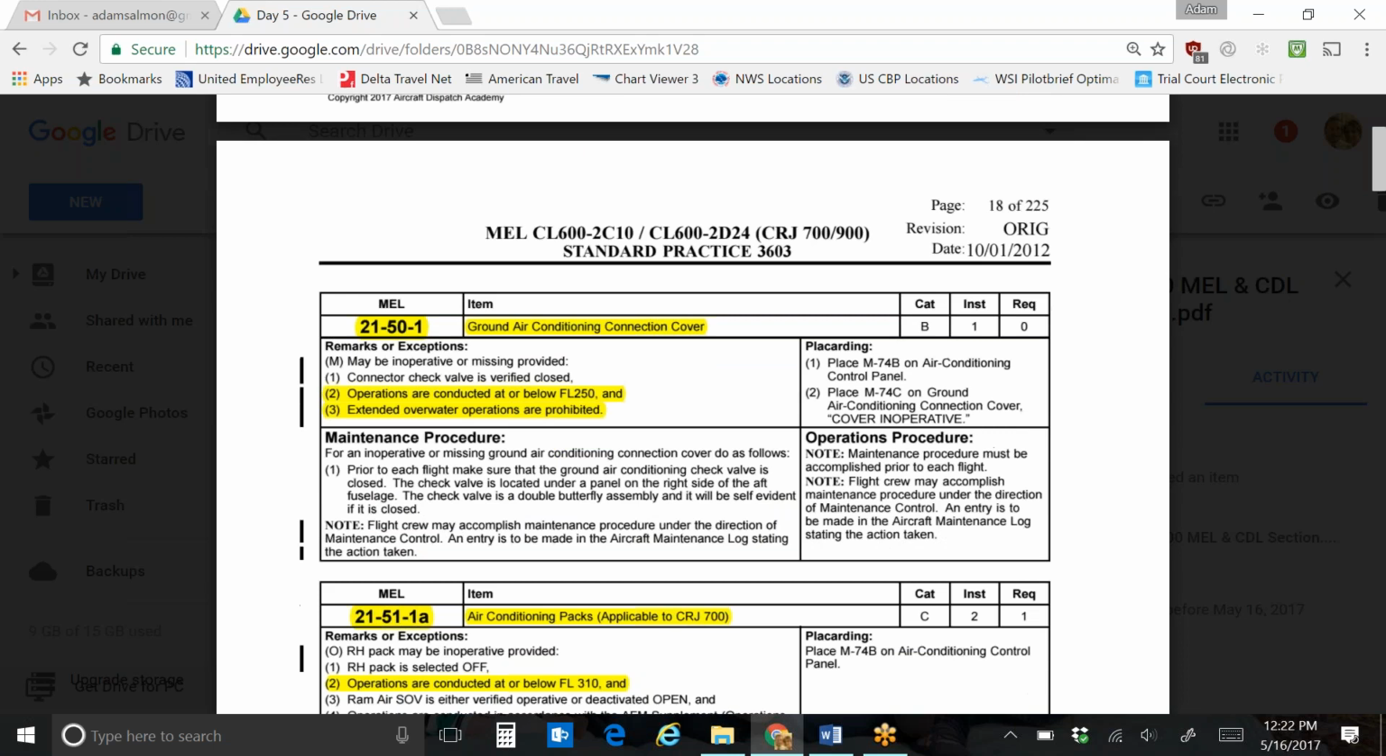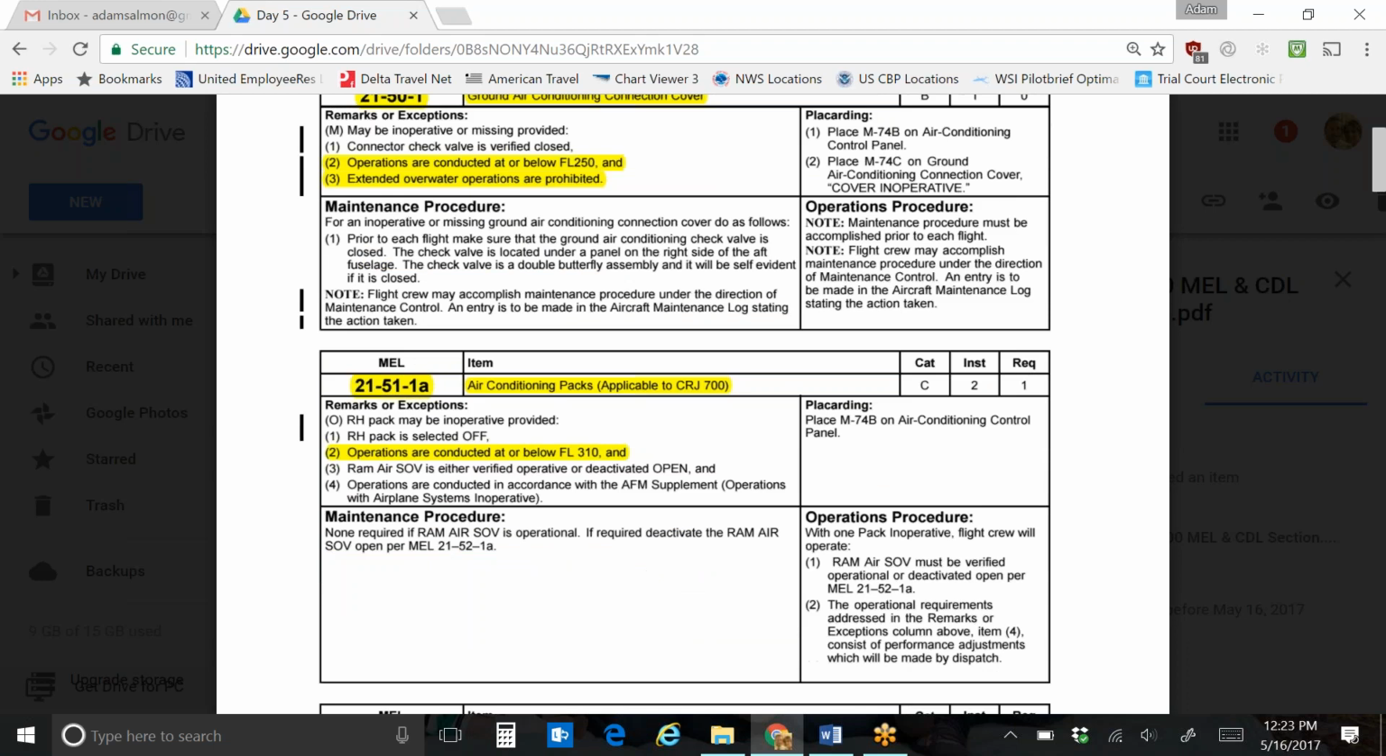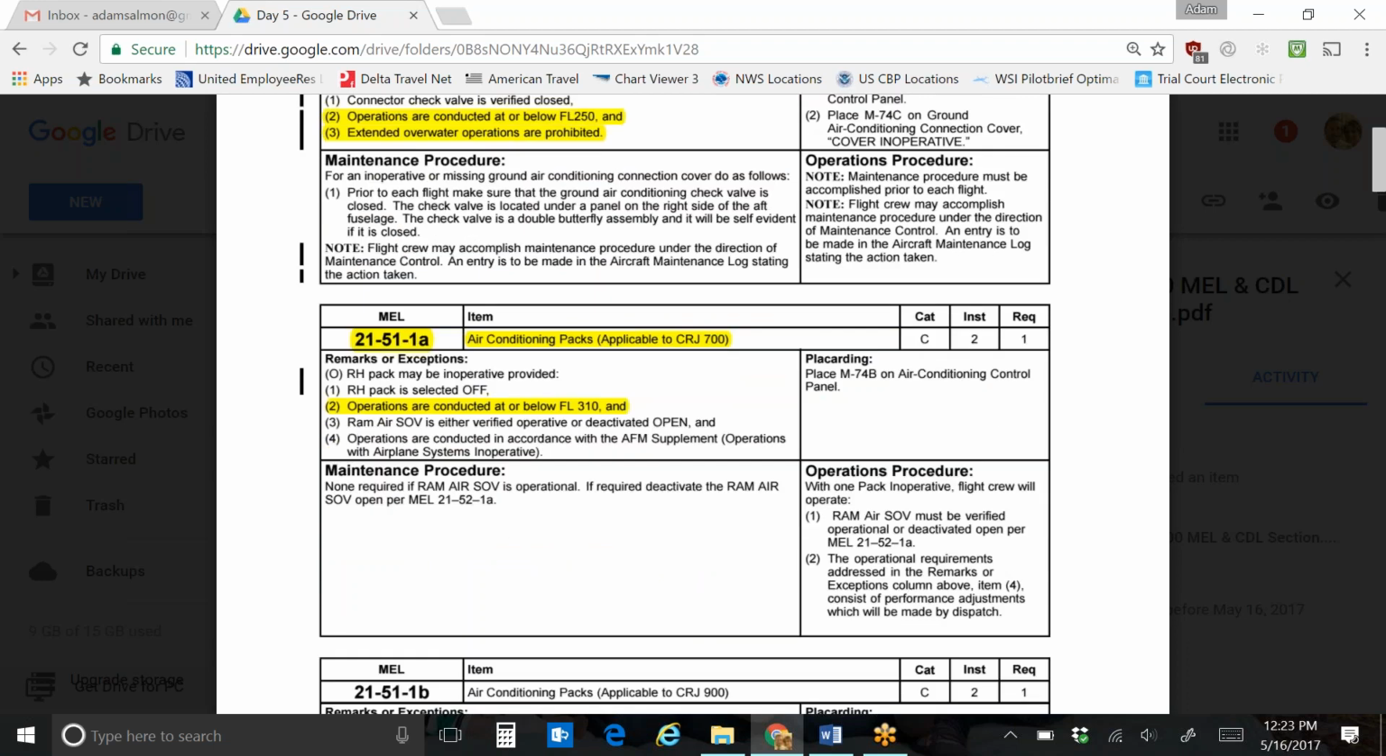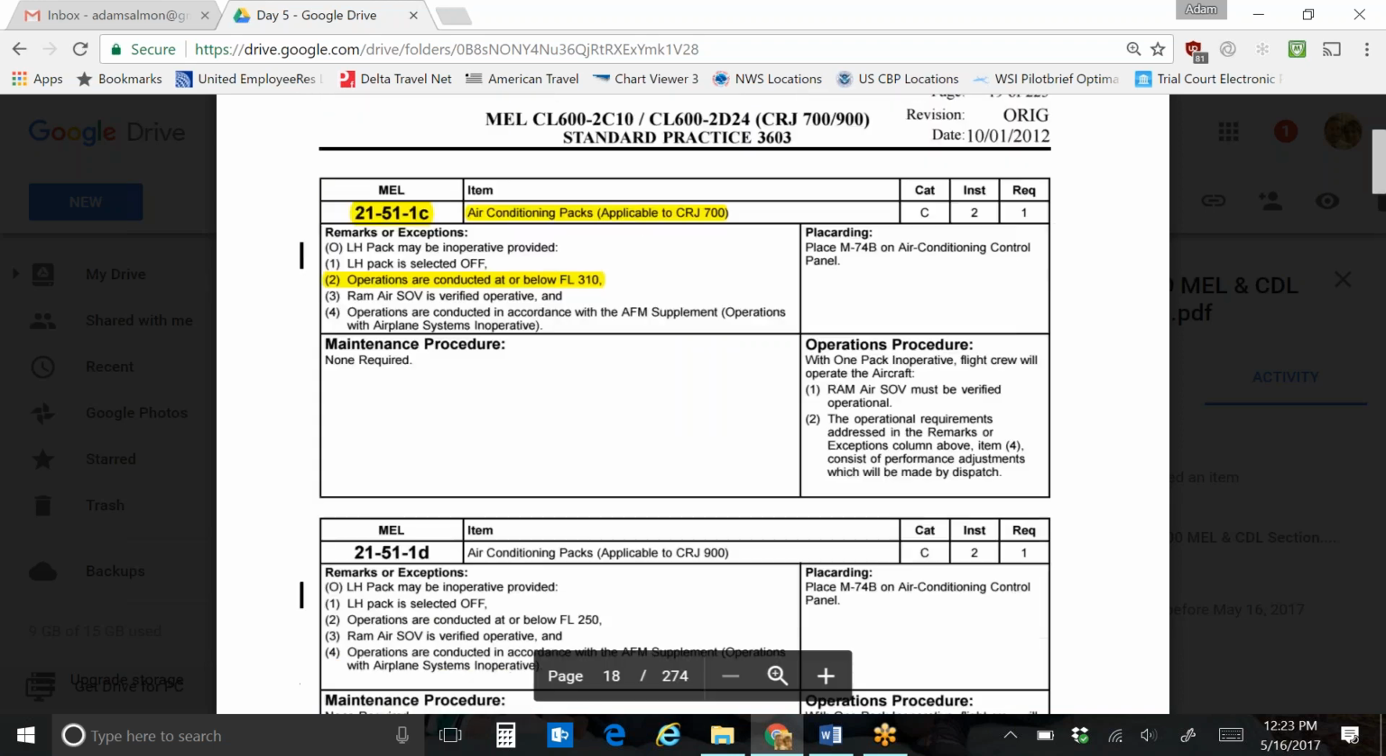So here's another one, 21-50-1, ground air conditioning connection cover. Operations are conducted at or below flight level 250, and extended overwater operations are prohibited. Generally speaking, extended overwater operations means more than 100 nautical miles out in the ocean, or away from land, essentially. Air conditioning packs, 21-51-1 alpha, applicable to the CRJ 700. Operations are conducted at or below flight level 310.